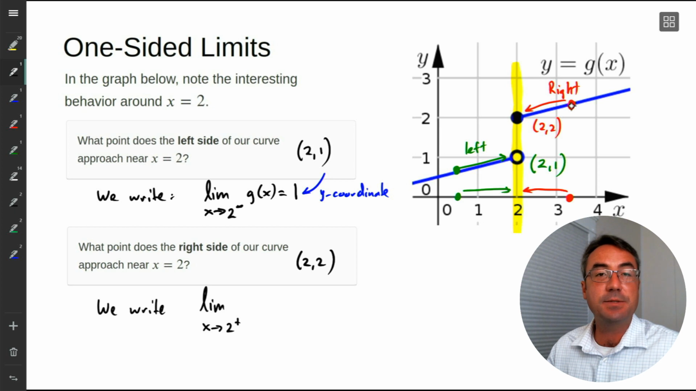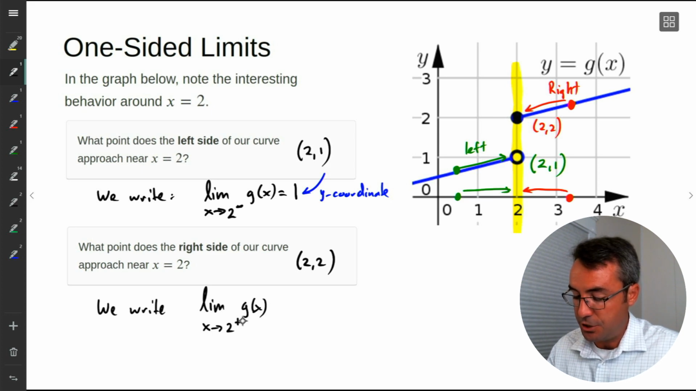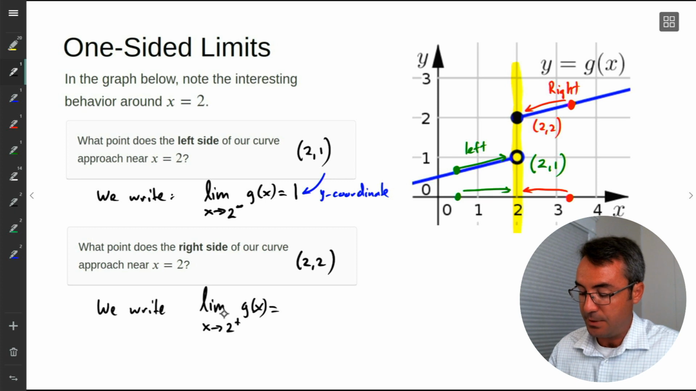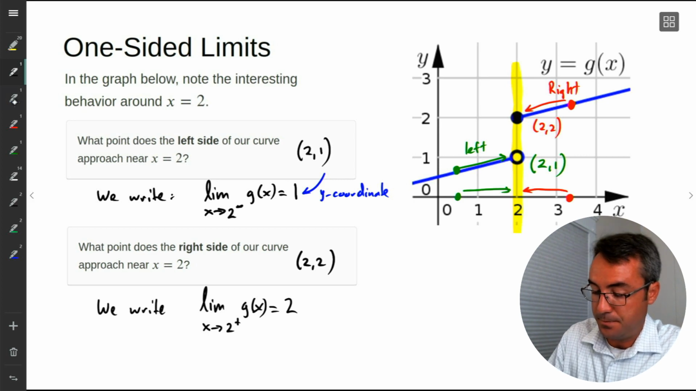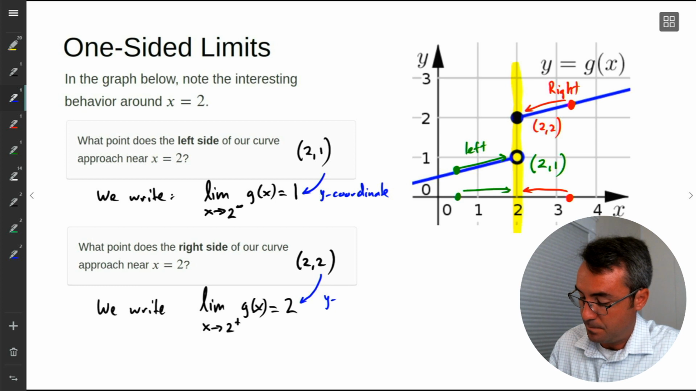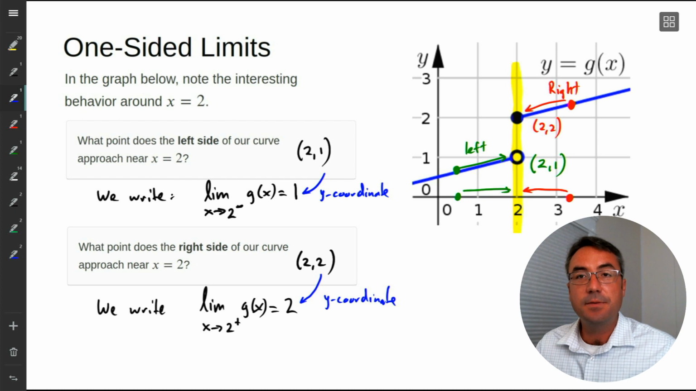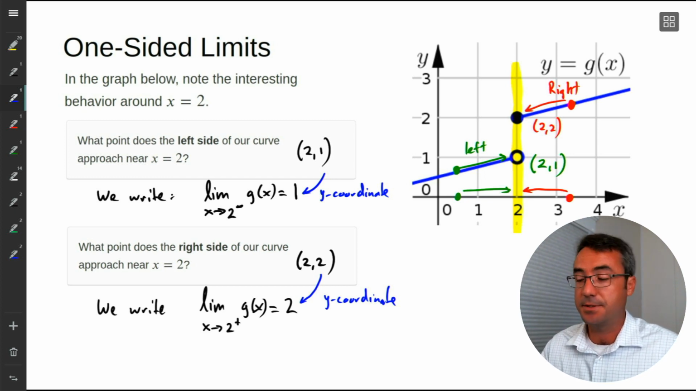So imagine just being at this point, and we're walking along the curve, getting closer and closer to this point right here. So we say the limit of our function g of x as x approaches 2 from the right. That's what that little plus means, that we're on the right now. And we say that this limit is equal to the y-coordinate for that point we're approaching on the right. So in this case, 2. All right. So this is the idea for graphical limits. We're looking at the left and the right sides.